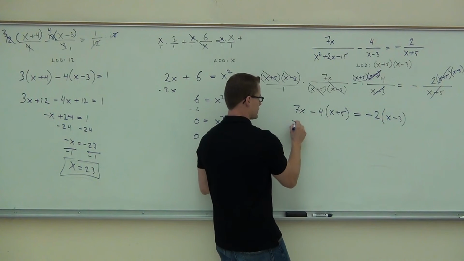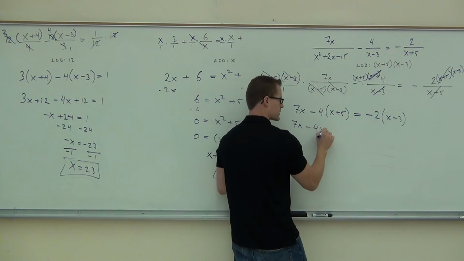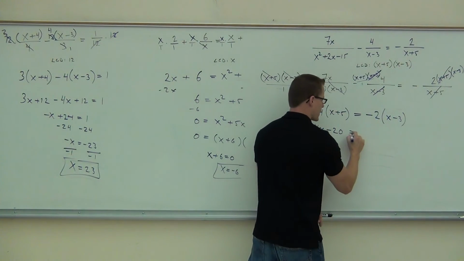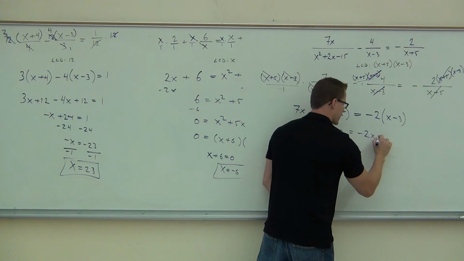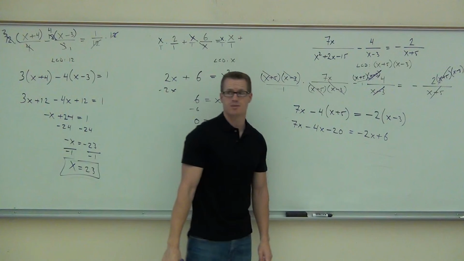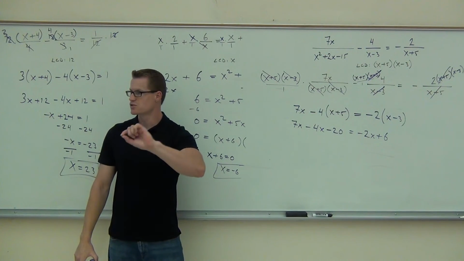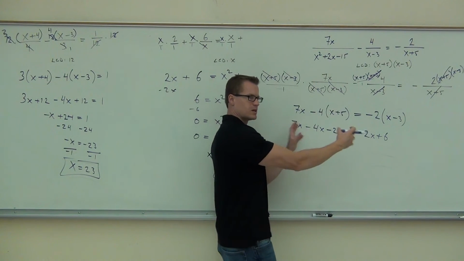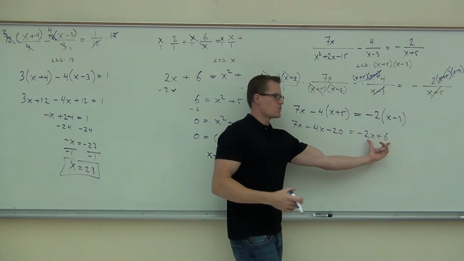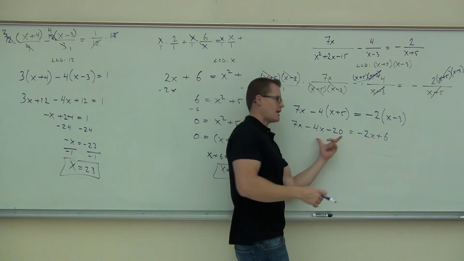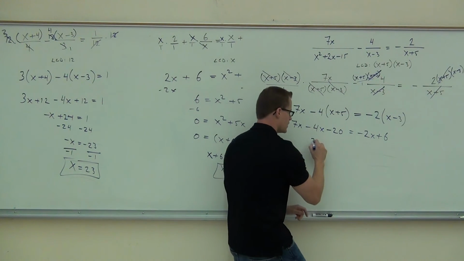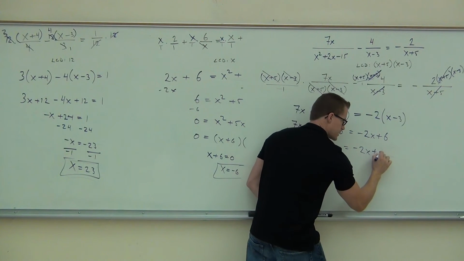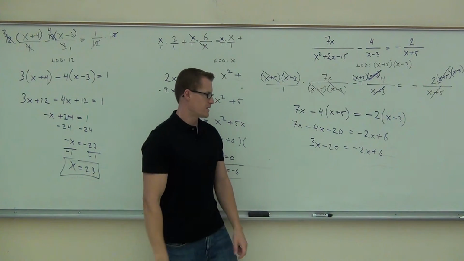So distributing, we have 7x minus 4x and minus 20. See where the minus 20 is coming from? Good. On the right-hand side, minus 2x and plus 6. See where the plus 6 is coming from? That negative is distributing on us. And when we combine some like terms, remember like terms mean on either side of the equation. Here you have no like terms. Here you have some like terms. We'll combine our x's, we get 3x minus 20 equals negative 2x plus 6. Next question I have for you that I want you to answer.